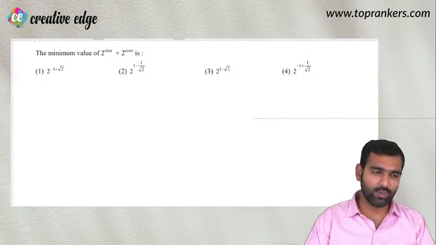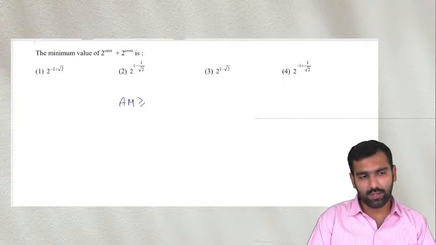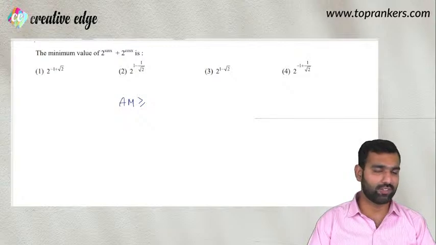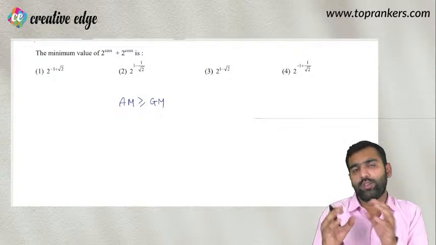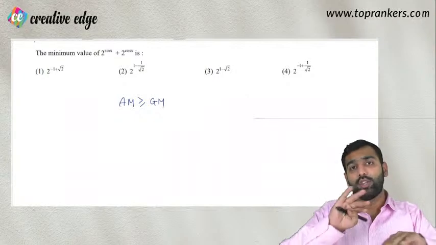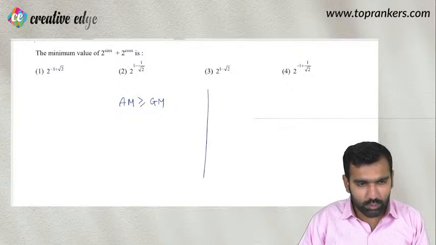Before we discuss this question, let me reveal two very important properties which would be required to solve this question. First of all, arithmetic progression or arithmetic mean, rather to be very precise, is always greater than or equal to geometric mean. अगर आप कुछ random numbers लें तो उनका अगर आप arithmetic mean निकालें तो उन्हीं numbers के geometric mean से हमेशा बड़ा होता है.